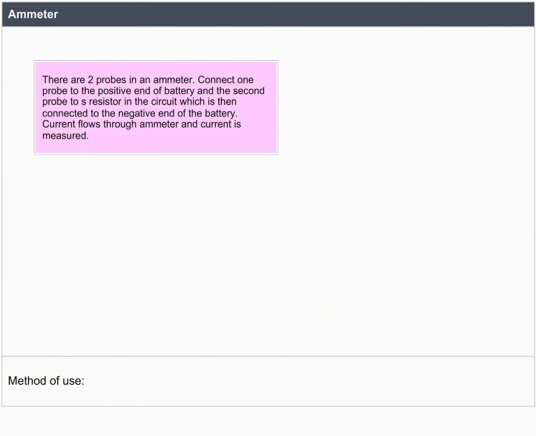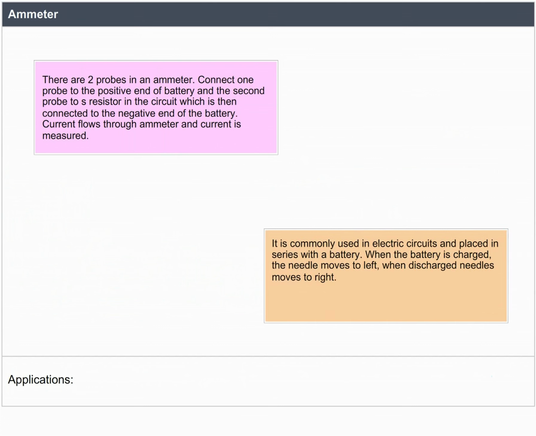Method of use. There are two probes in an ammeter. Connect one probe to the positive end of battery and the second probe to a resistor in the circuit, which is then connected to the negative end of the battery. Current flows through ammeter and current is measured. Applications. It is commonly used in electric circuits and placed in series with a battery. When the battery is charged, the needle moves to the left. When discharged, needle moves to right.